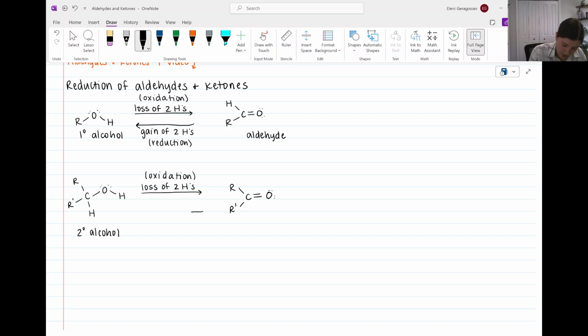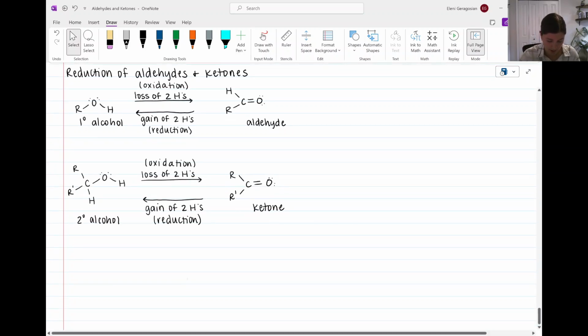If we start with a ketone and gain two electrons, I did it again. We start with a ketone and gain two hydrogens. One by the carbonyl carbon, one by the carbonyl oxygen. This is reduction. So ketones can be reduced to secondary alcohols. Aldehydes can be reduced to primary alcohols. There are two common reducing agents that we'll cover.